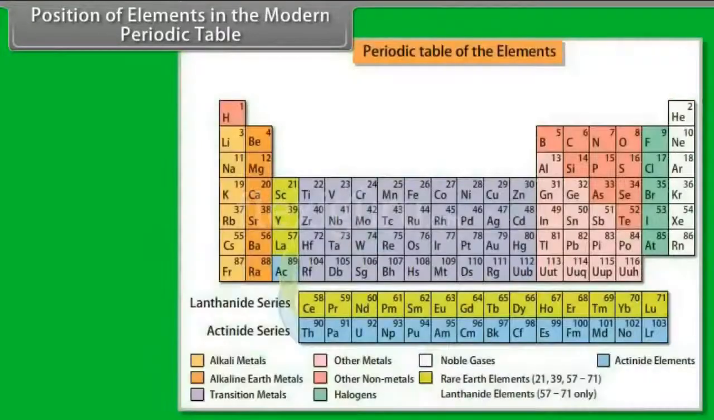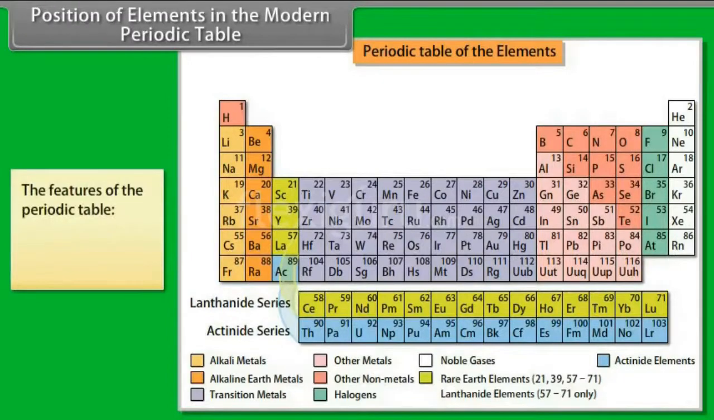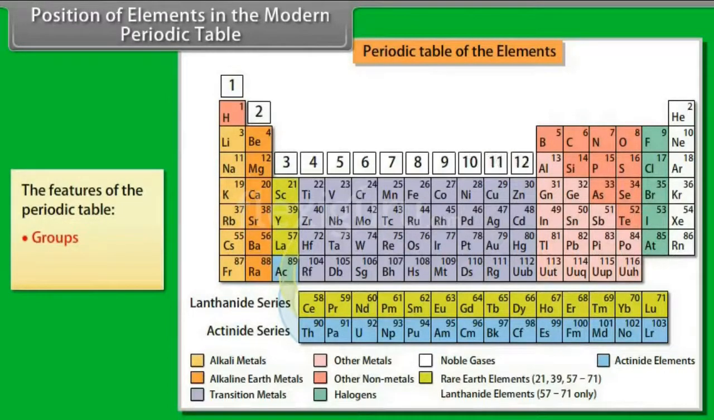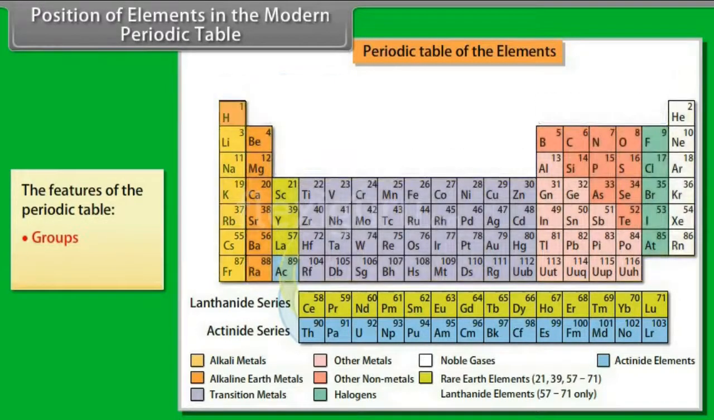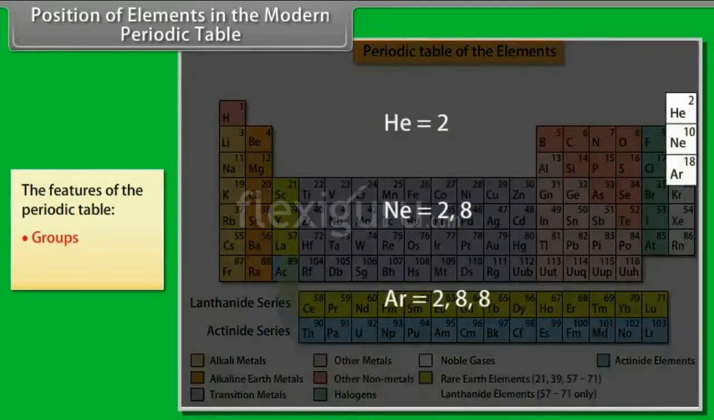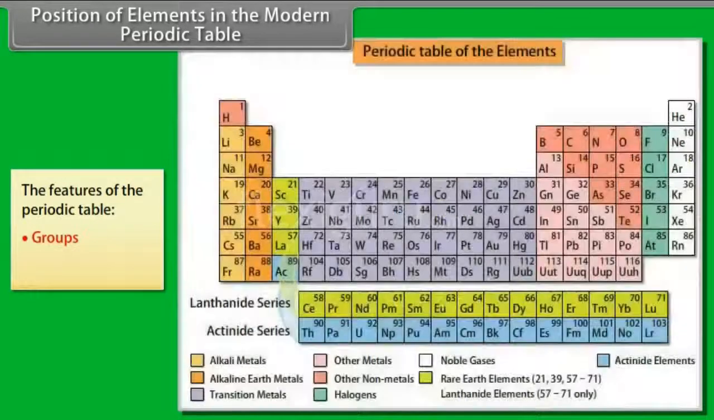The most commonly used periodic table is the long form of the modern periodic table. Let us look at some features of the periodic table. Groups. The periodic table has 18 columns. These columns are called groups. The extreme left elements of the group contain alkali elements and the extreme right elements contain noble gases. All elements in a group have similar electronic configurations and have the same number of valence electrons.